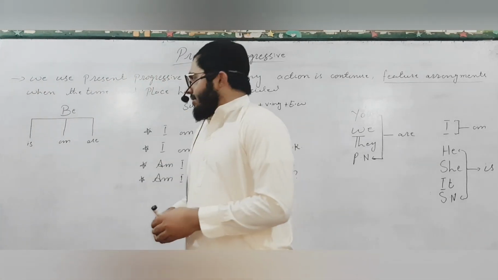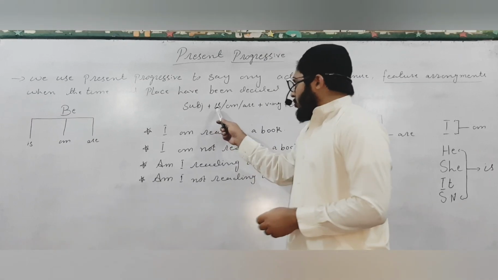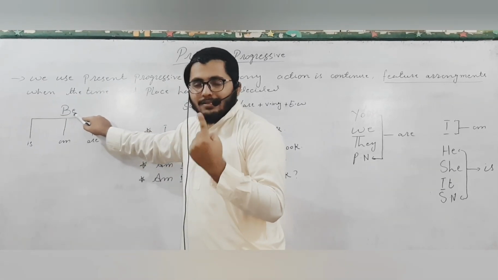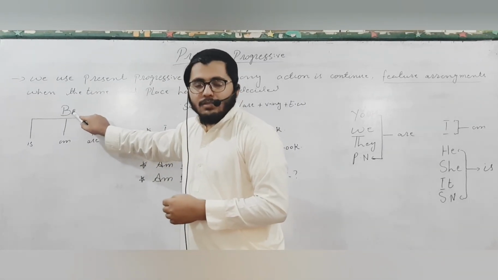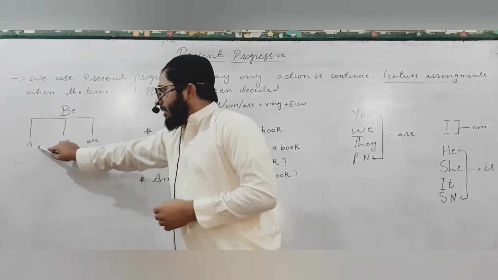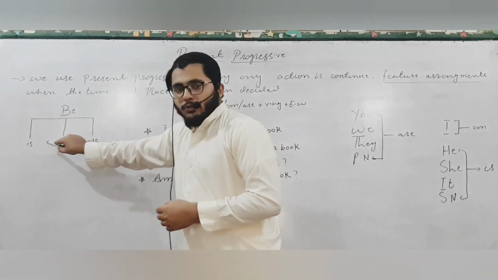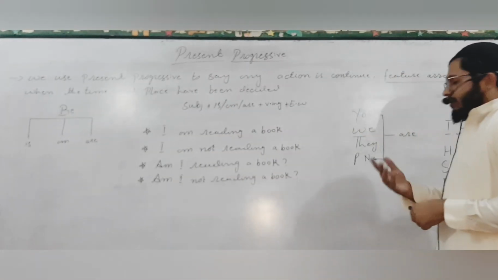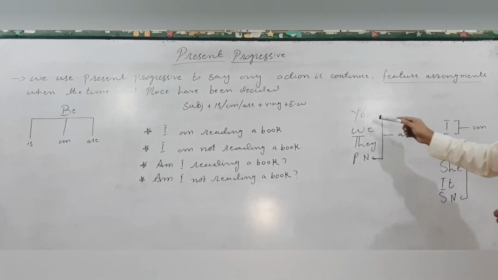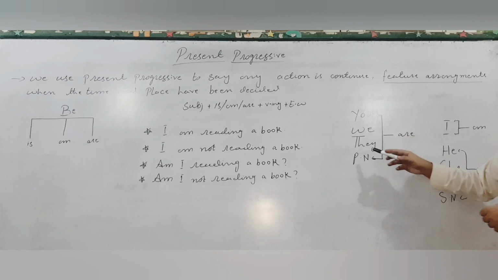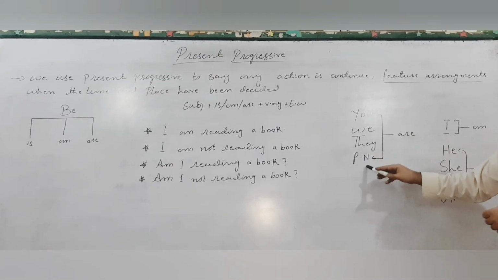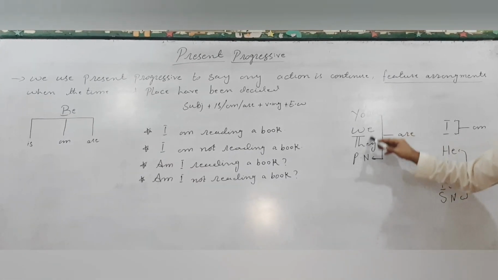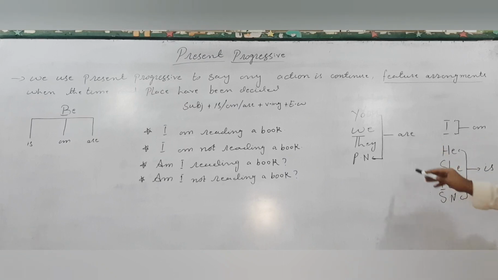Before giving you some examples of present progressive, I will tell you about is, am, are. We have one word that we mostly use as a state word, that is be. From be we have taken is, am, are. These are auxiliary verbs, and we use them with different subjects. You, we, they, and plural noun: with these four subjects we use the auxiliary verb are.